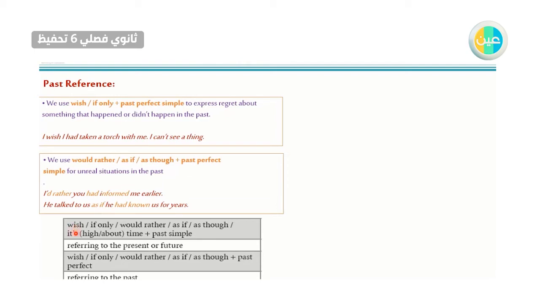Okay, so we use wish, if only, would rather, as if, as though, it's high time, it's about time, plus past simple when referring to the present or future. But we use wish, if only, would rather, as if, as though, plus past perfect when referring to the past.